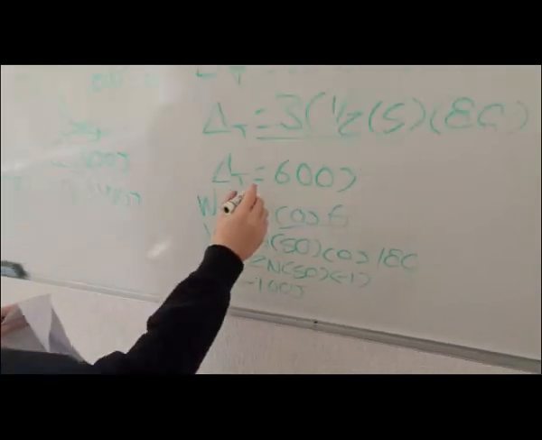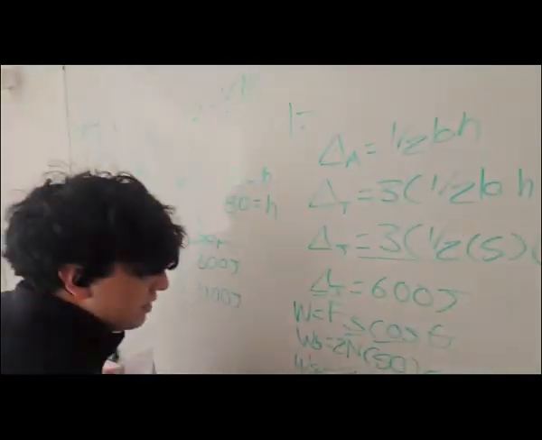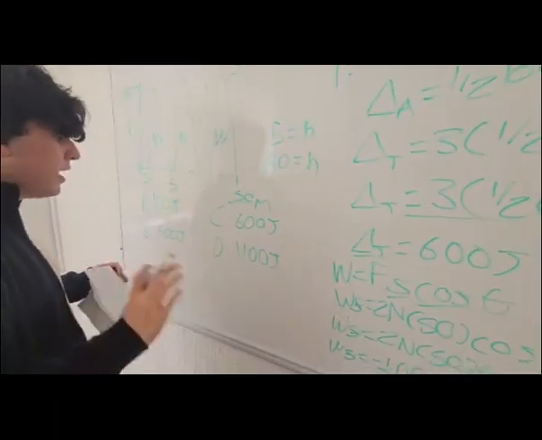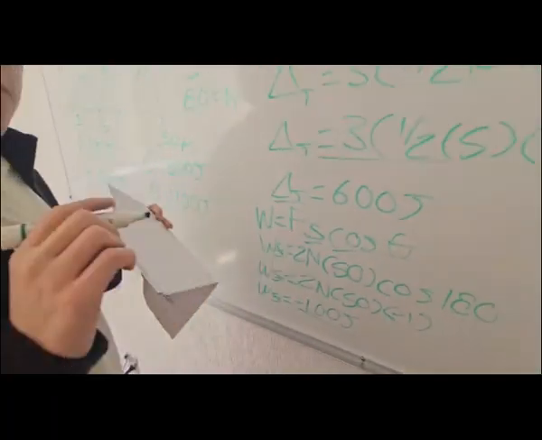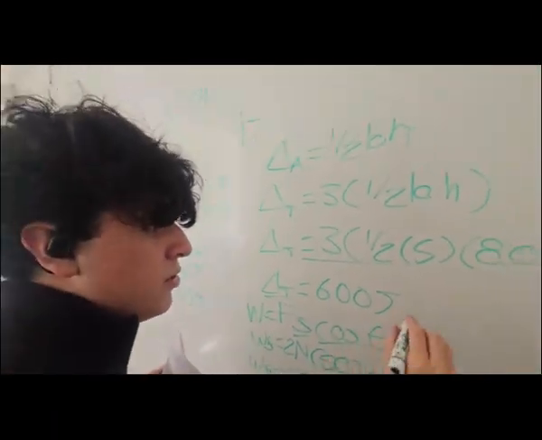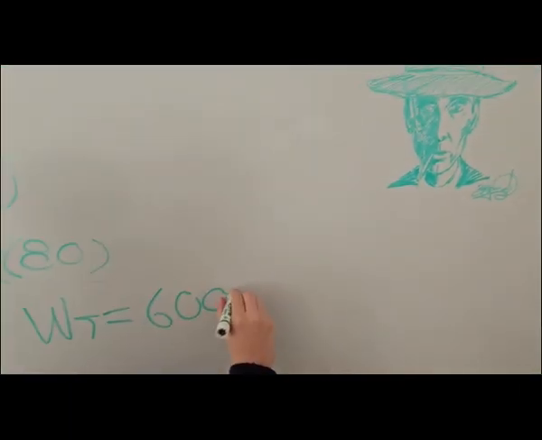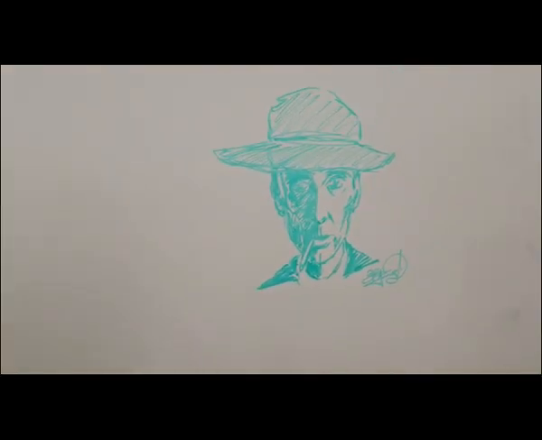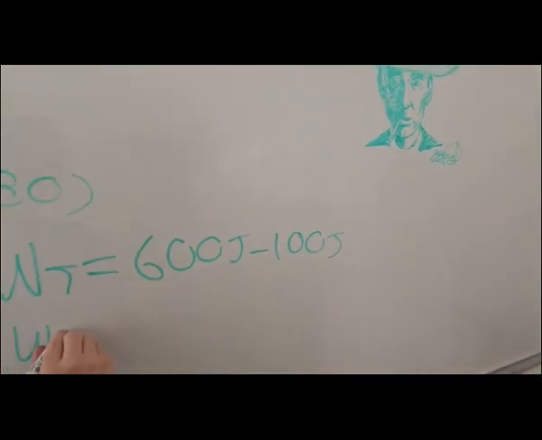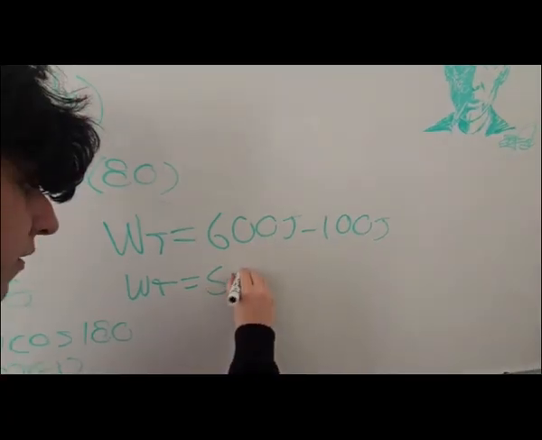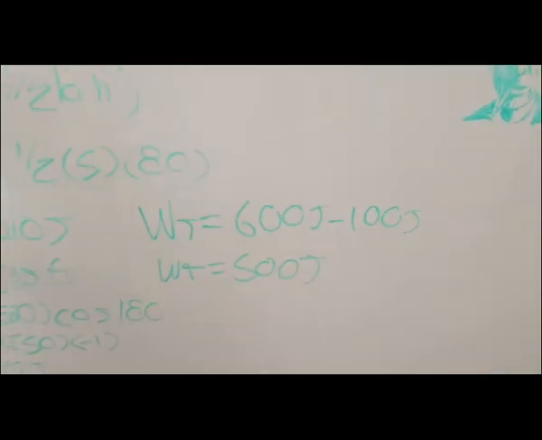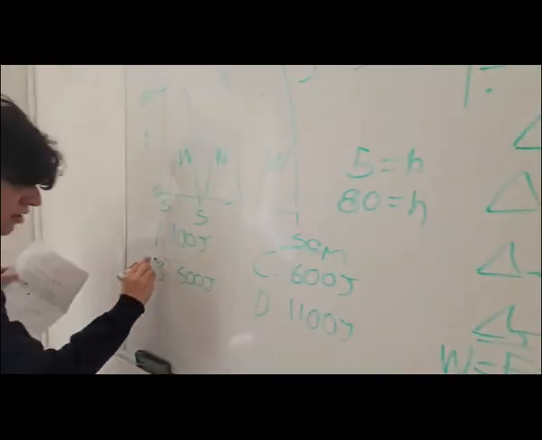Perfect. So we have, this is our area, and this is the value of the friction. So for getting the total work, we have to subtract it. Work total is equal to 60 joules minus 100 joules. So work total is equal to 500 joules. That means that our correct answer is B.